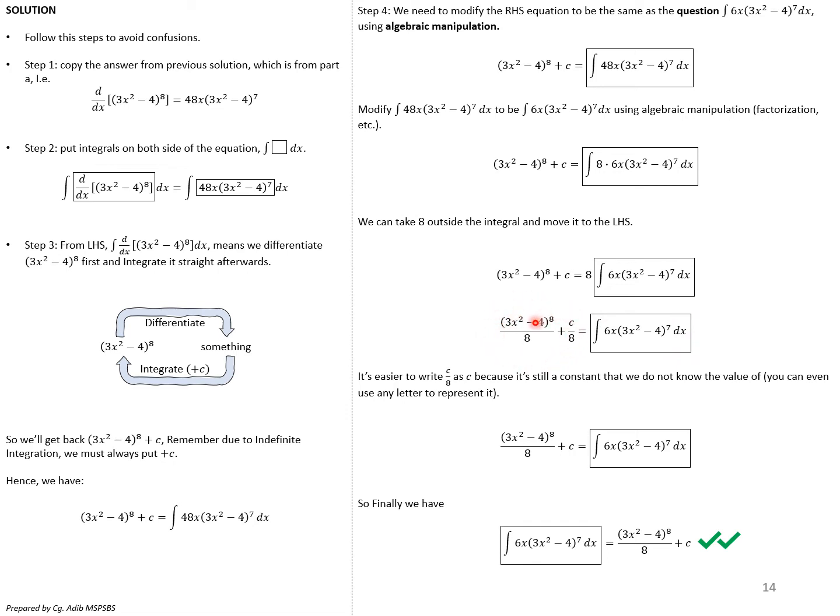But you can make this nicer. You can simplify this. C over 8 is a constant. We don't know what number it is. So we can rewrite it as C, because it's still a constant that we don't know. In fact, you can use any letter you want. So that's it. That's the solution. We don't use any kind of formula. We just use algebraic manipulation. Please reread this and redo it so you can understand better.